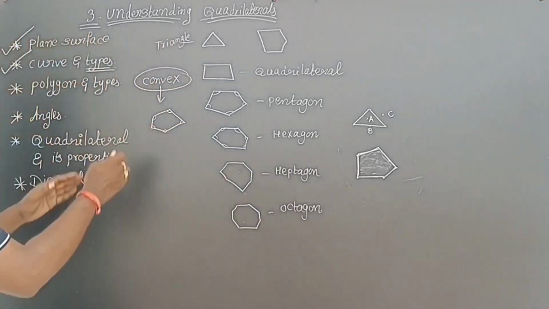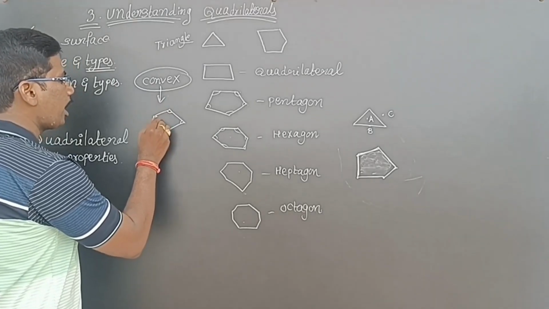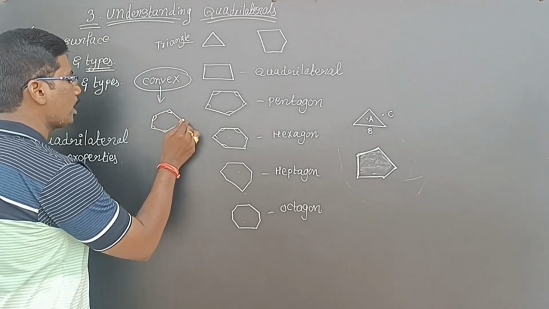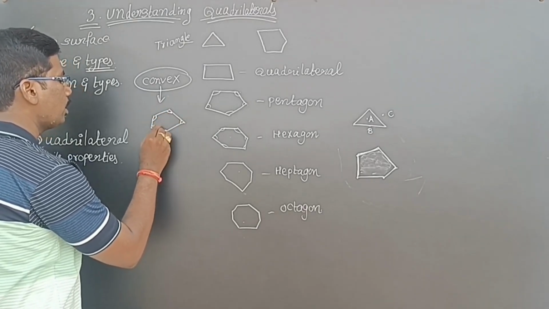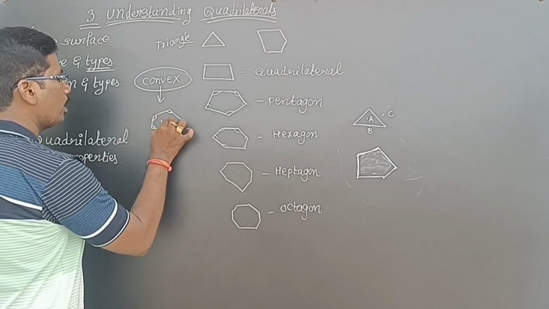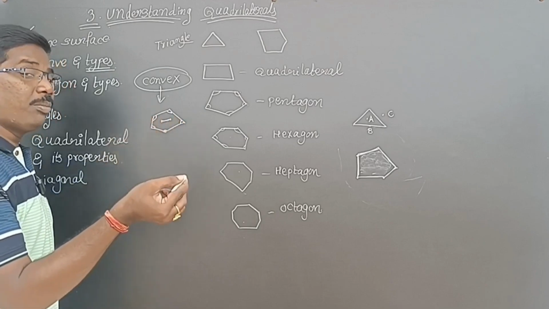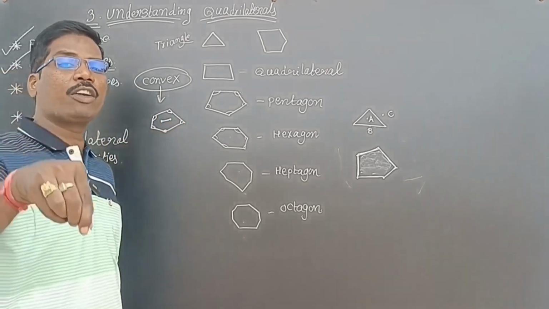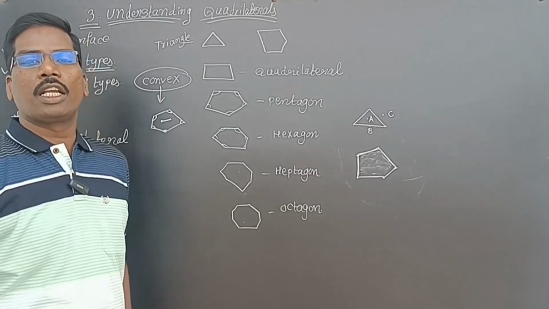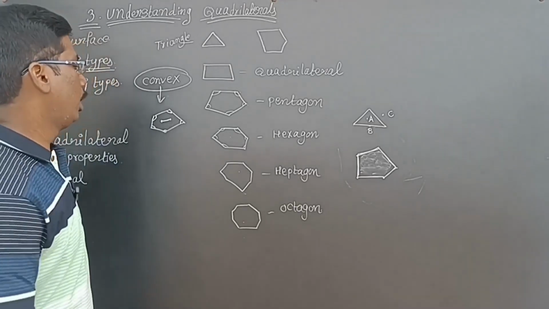Now coming to here, this is an interior angle because it is inside, this is also an interior angle, and this is also an interior angle. In this polygon, I am taking 2 points and joining them. I am getting a line segment. The line segment must be in the interior of the polygon. Then that is a convex polygon.